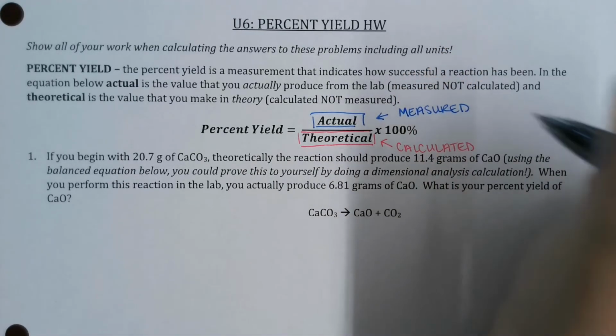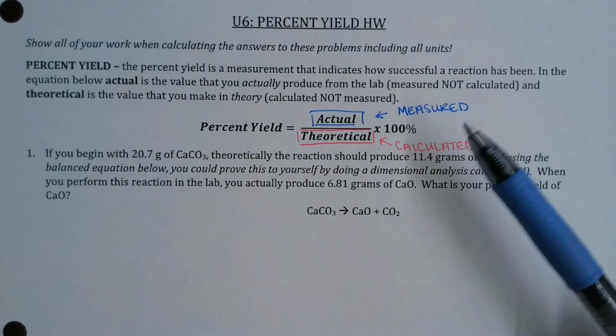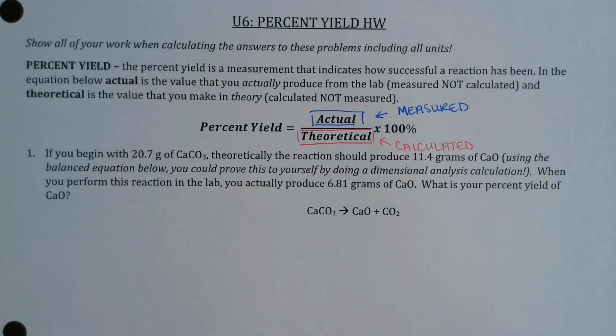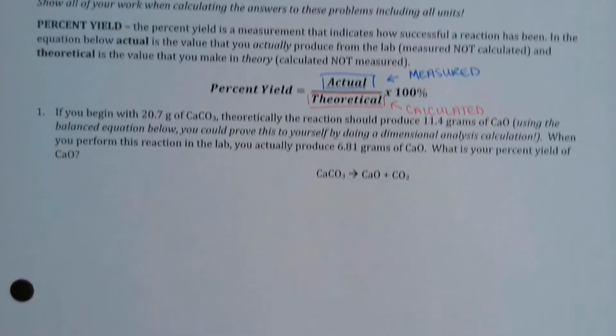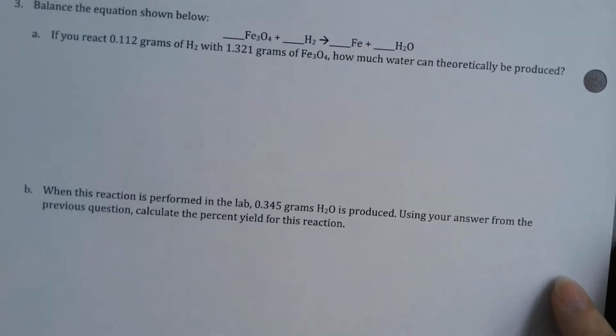Okay, our equation here is pretty simple. We take that actual value, we divide it by our theoretical value, and we multiply it by 100 to make sure that it ends up in that percentage form. So we're going to do the first problem together, and then you have two problems that you need to do on your own. Okay?